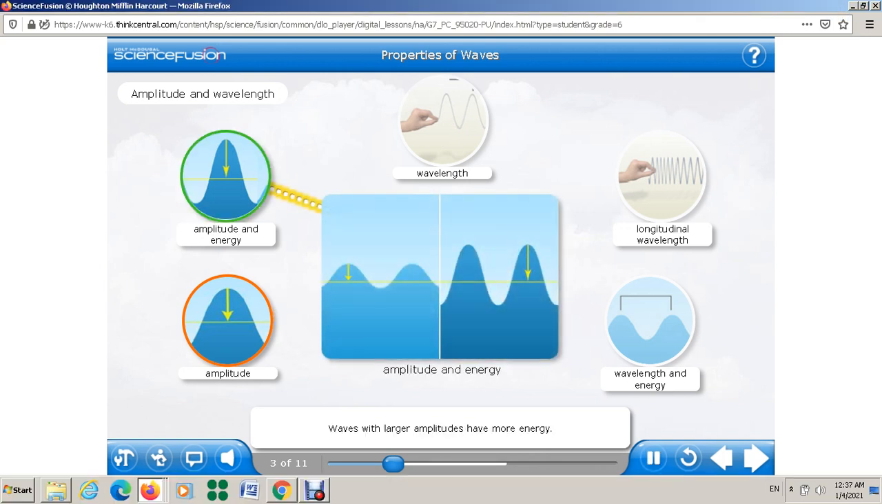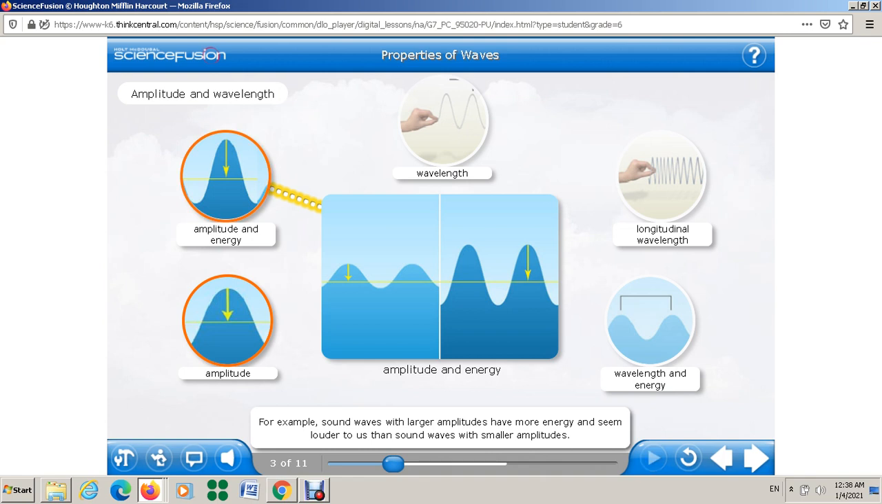Waves with larger amplitudes have more energy. For example, sound waves with larger amplitudes have more energy and seem louder to us than sound waves with smaller amplitudes. So again, look at this one.